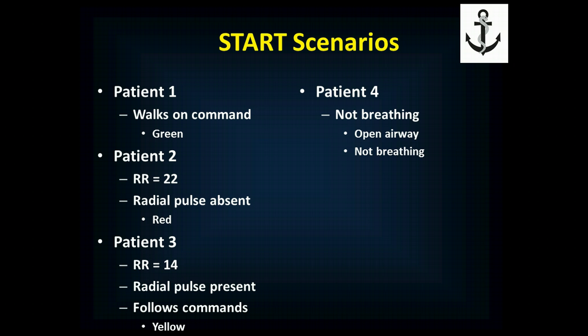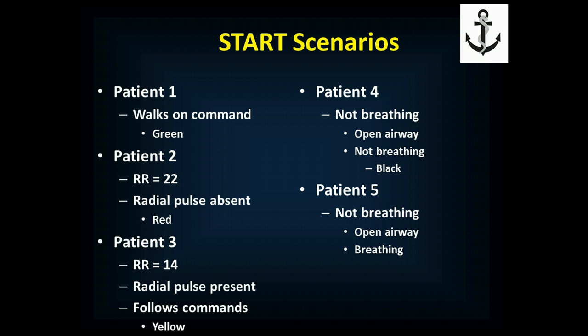Patient 4 is not breathing. You open their airway. They're still not breathing. You're done. They're expectant. They're a black tag. Patient 5 is not breathing. You open their airway and they start breathing. You're done. You don't need to do any further assessment. They're red.